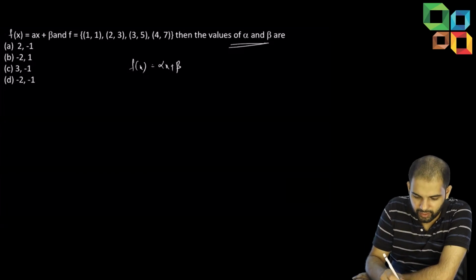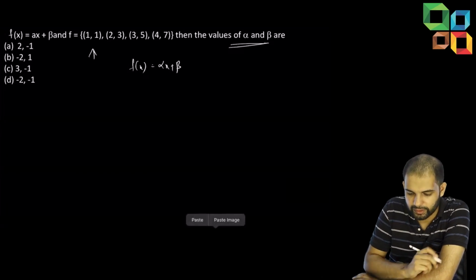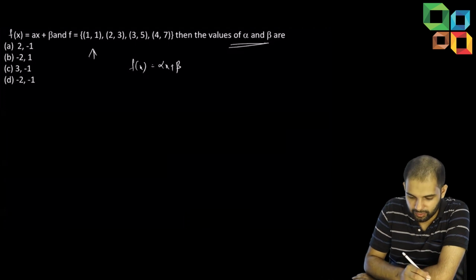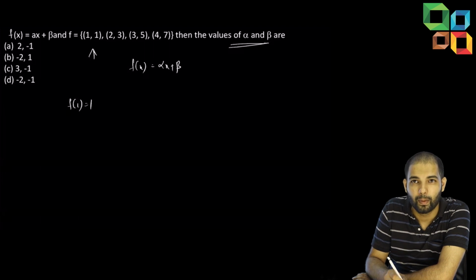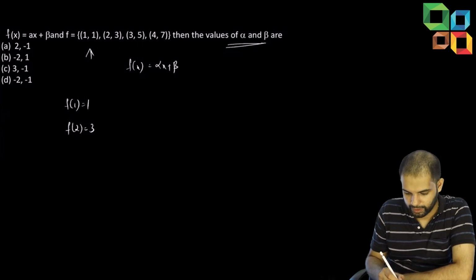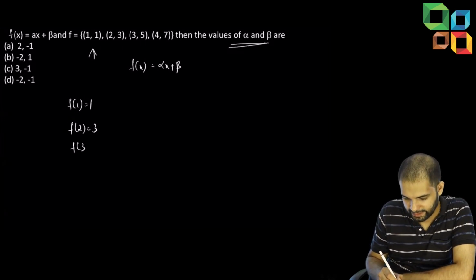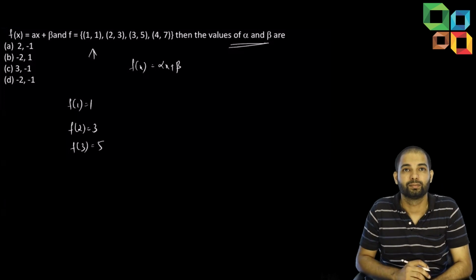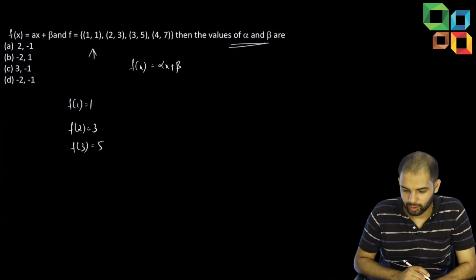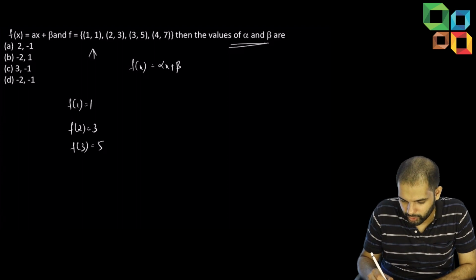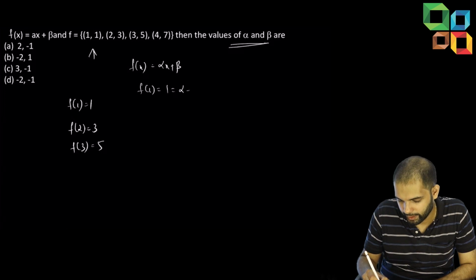See, what does this equation say? This is another way of writing a function we had discussed at the start, right? It says that f of 1 is equal to 1. And it says that f of 2, when I put input 2, I'm going to get the output 3. So when I put f of 3, I'm going to get 5. So what you have to do, you simply put in the values. So f of 1 says it's equal to 1. On the other side, when I put 1, I'm going to get alpha plus beta.